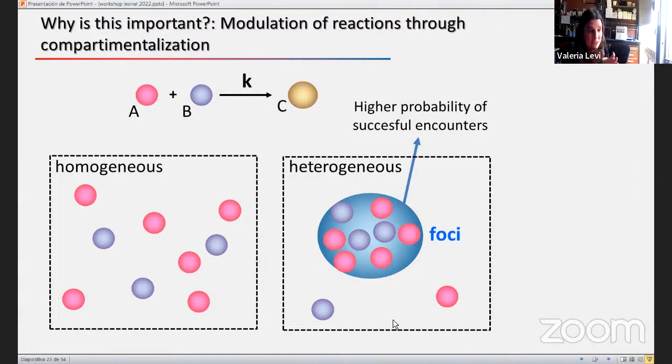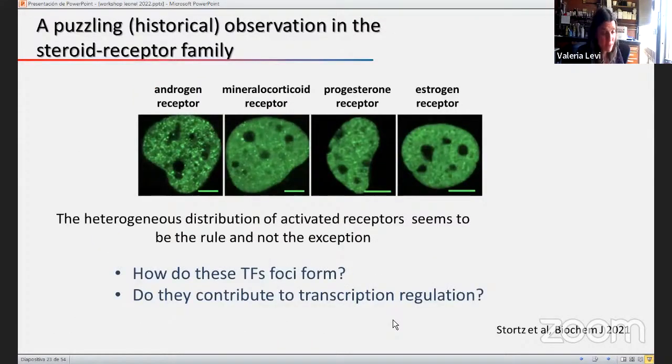So the way I think about this heterogeneous distribution of molecules is that it is a different way of modulating the speed of the biochemical reactions inside the cell. And this is something very, very important in the field because most steroid receptors form these foci in the nucleus. We've been studying this for a long period of time.